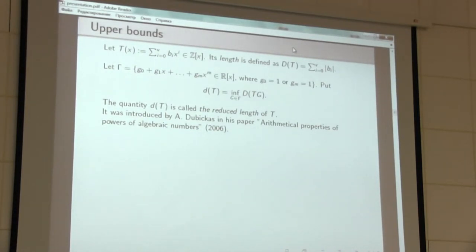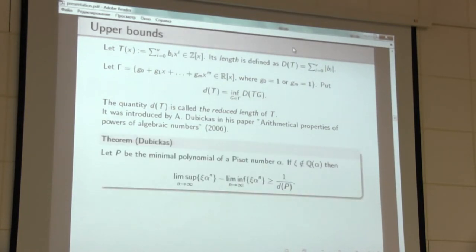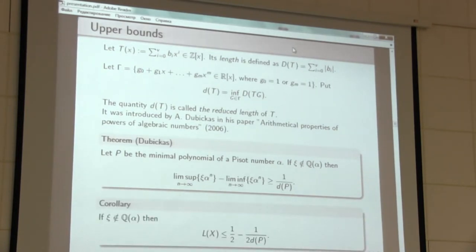This quantity was introduced by Dr. Zhuravleva in 2006. And also in his paper, he proved the following theorem: that if E is the minimal polynomial of Pisot number alpha, and factor of the field E of alpha, then we have the following equality. And so it's easy to get the corollary from this for the quantity L of x, to have an upper bound of 0.